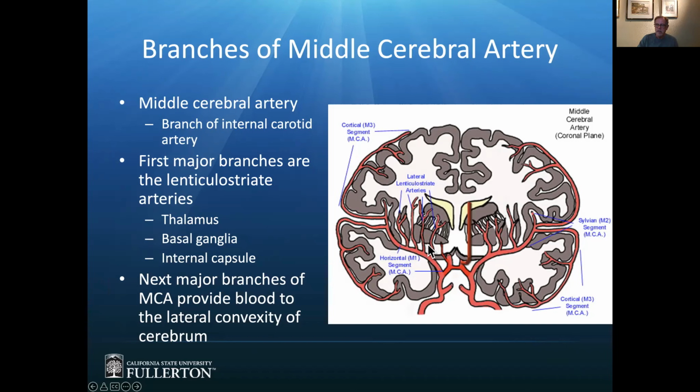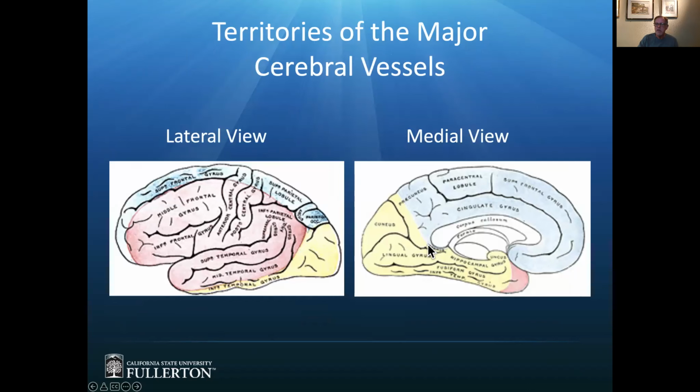Okay, I think that covers that one. You have probably seen this before: a diagram that shows the territory supplied with blood by the three major arteries that we've gone through. The middle cerebral artery, shown in pink here. The artery is not shown, but the territory it supplies. And keep in mind the deep areas too.